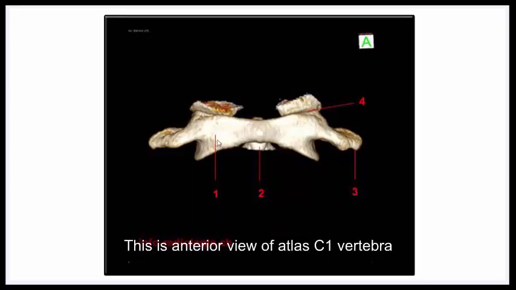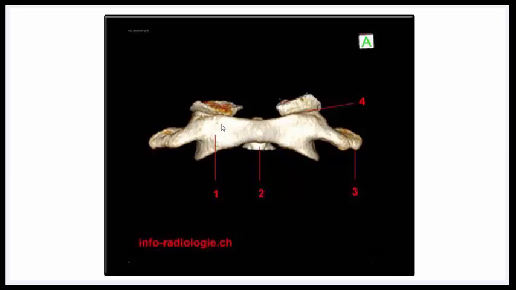This is anterior view of atlas C1 vertebra. Lateral mass of C1, odontoid process, transverse process, articular pillar to occipital joint, occipital condyle, anterior tubercle.